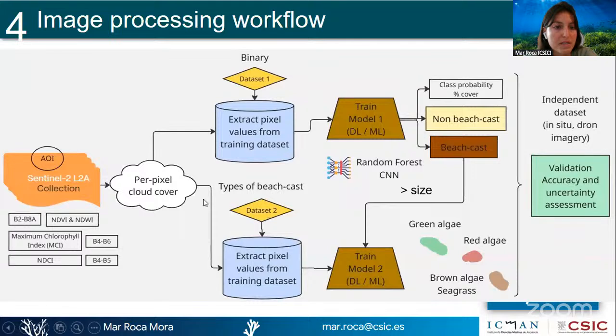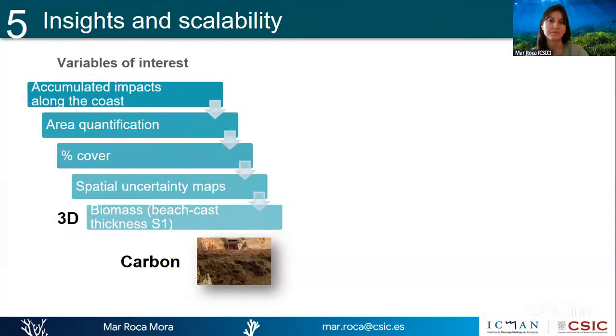Then after the per pixel cloud filtering, we can have one dataset, just binary, as we were talking before. So we extract the pixels, we train the model in binary, non-beach cast and beach cast. And then with a second classification, we can specify which type of beach cast is in these pixels selected in the first model. And then with an independent dataset, of course, in situ, drone imagery, whatever, we validate, we do the accuracy and uncertainty assessment.